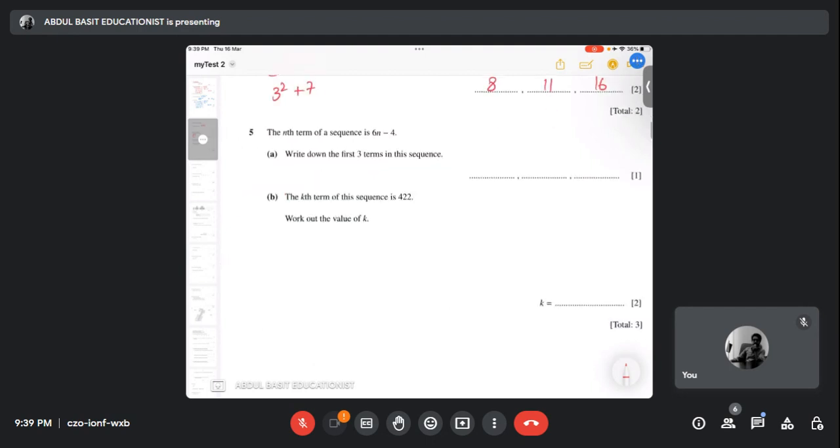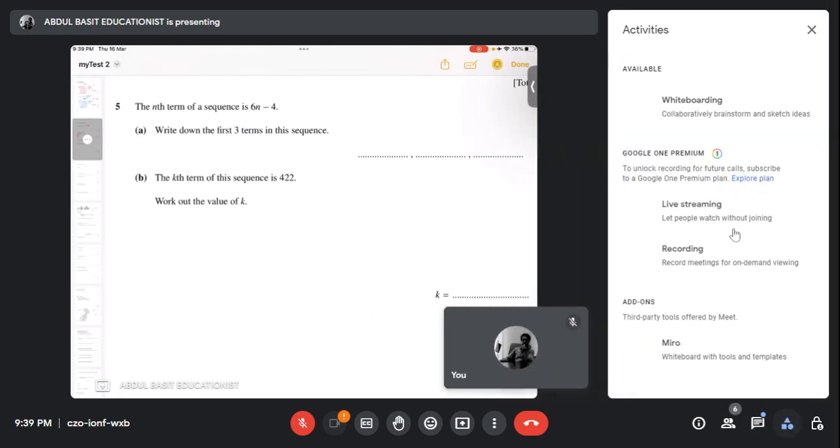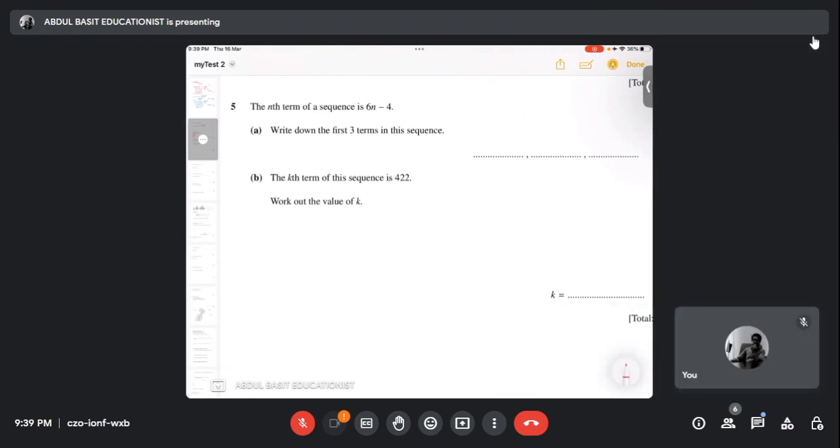Okay. Ramsha, read the question, beta. Which part? Yes, this is question number 5, part A. The nth term of a sequence is 6n minus 4. Write down the first three terms in the sequence. So what do we have to do in this? The formula is already given.